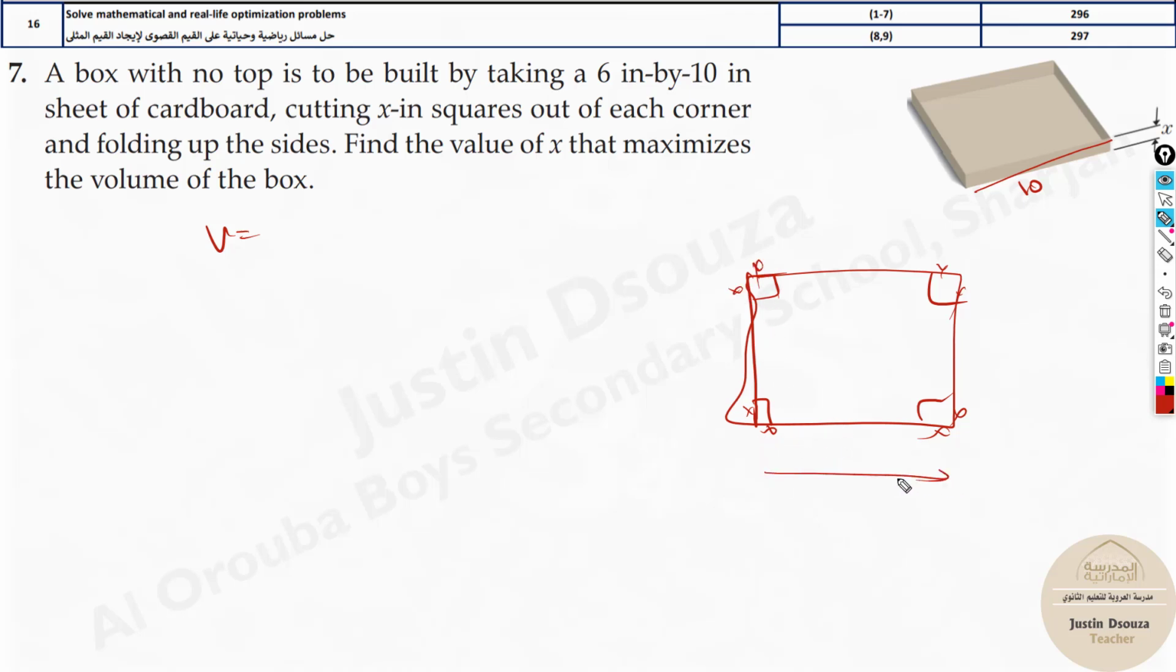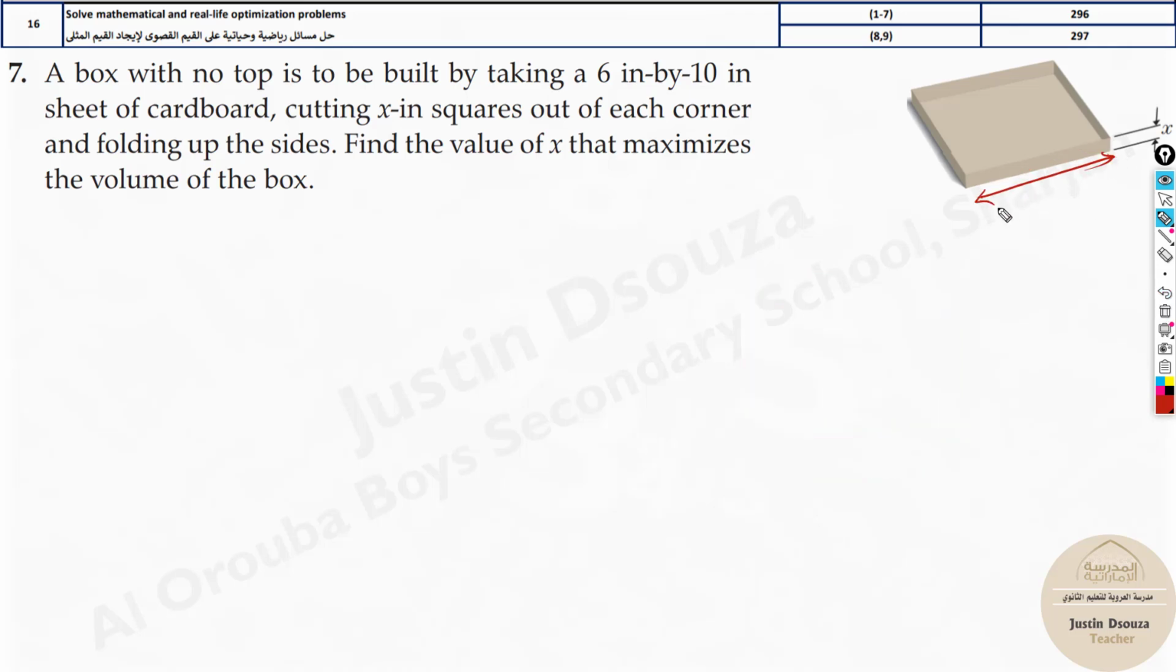So if this originally was length 10, 2x is removed. It will be minus 2x. This length will be 10 minus 2x. So we write this dimension as 10 minus 2x because 2x is removed, and here also it will be 6 minus 2x. Now the volume is length times width times height or thickness. So volume will be 10 minus 2x times the width 6 minus 2x, and lastly the height is x. That's the thickness, right?